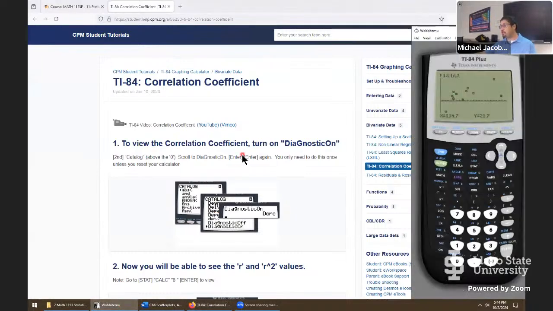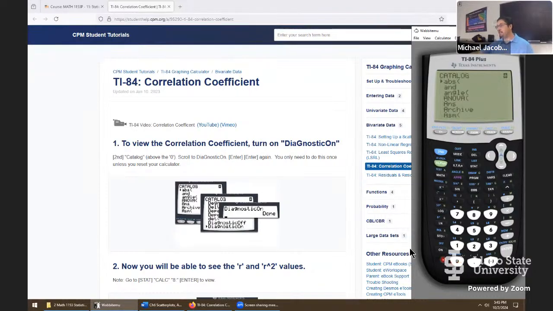The instructions say the first thing we need to do is turn diagnostic on. How you do that is you hit the second key, then press the catalog button. That's the number 0 at the very bottom. If you did this in class with us at the very end of Monday's class, you're probably all set and you don't have to do it again. But if you did it again, there's no harm done.